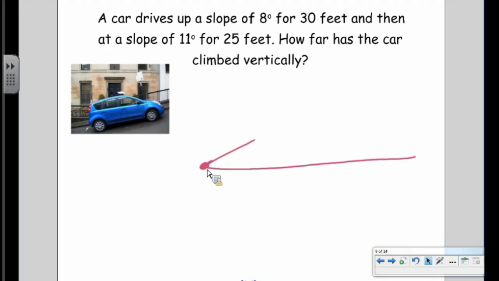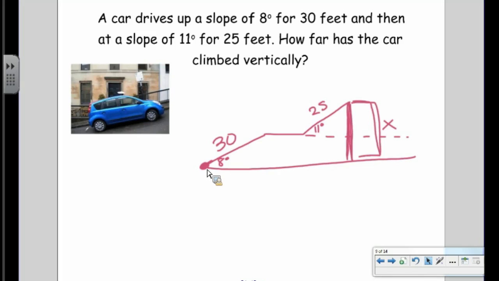So they drive up a slope. Just for the picture's sake, I'm going to pretend that they level off for a while, and then they drive up another slope. That way you won't get confused. Okay, so this first one, they drive 30 feet at an 8-degree angle. This second one, they drive 25 feet at an 11-degree angle. And then we want to know this value right here. We want to know the vertical distance. How far is that car off the ground?